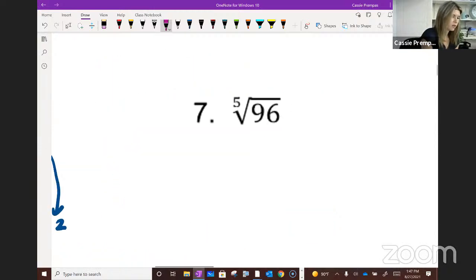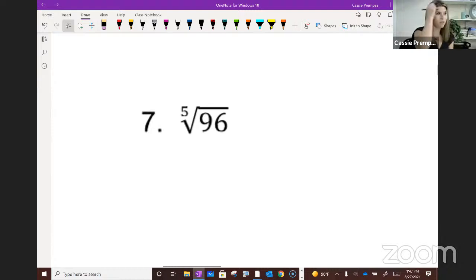Let's try number 7. Number 7, how many of the same factor do we need before we can take it outside of the radical? 5. This is a 5th root. So I need to either find a perfect power of 5. I don't know my perfect power of 5s. I know 32 is 2 to the 5th. I think that's the only one I know. So what should I do if I don't know?